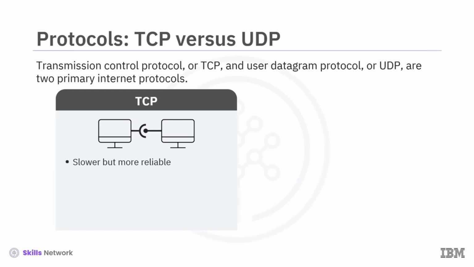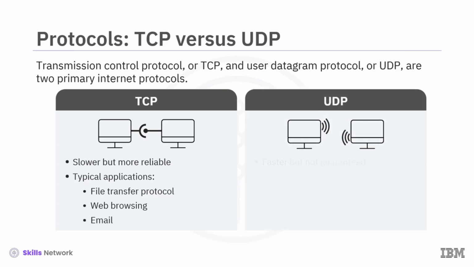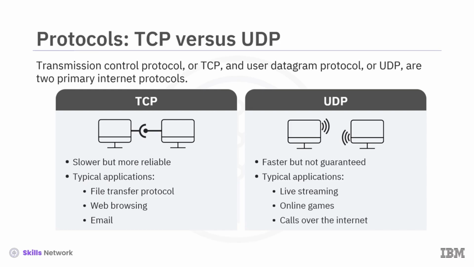TCP guarantees sent data makes it to its intended recipient. It's slower and requires more resources. File Transfer Protocol, or FTP, web browsing, and email are typical applications of TCP. UDP doesn't guarantee all packets will arrive, but it's fast and needs fewer resources, good for live streaming, online gaming, and calls over the Internet.